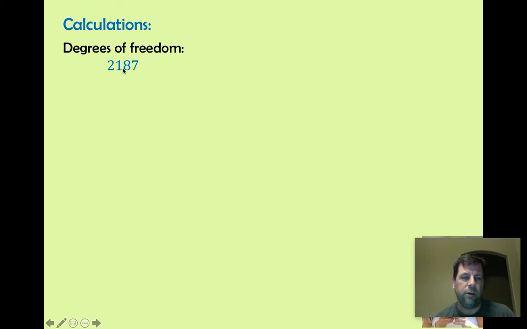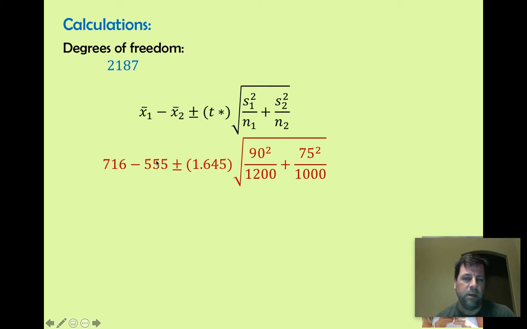Calculations: degrees of freedom is 2187. Our calculator is going to give us that. There's the formula. Okay, I wrote the formula down. There's the values. Again, I didn't write down the values in my formula because I had all the values.